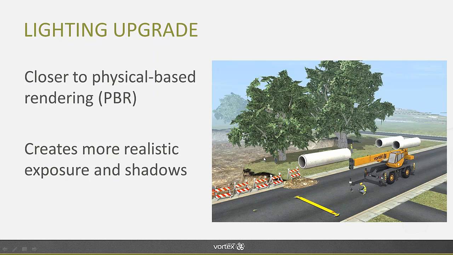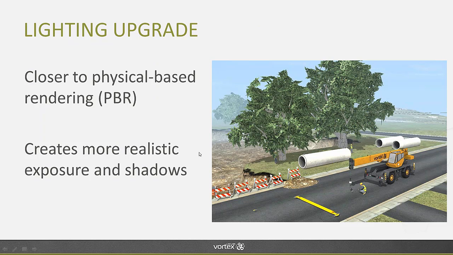The final point that improves visuals in Vortex 6.7 is a change to the lighting engine, and we're moving to something that's closer to physically based rendering for our lighting. It's not actual physically based rendering, but it's a lot closer. It creates more realistic exposure and shadow.